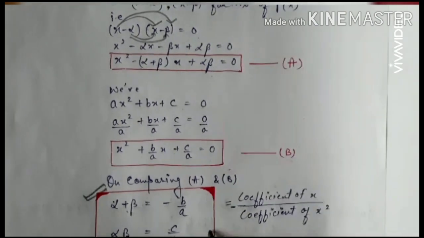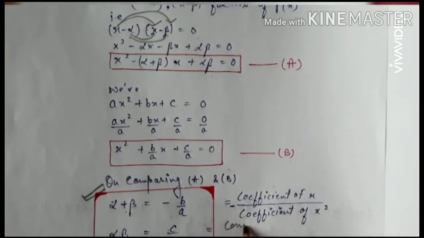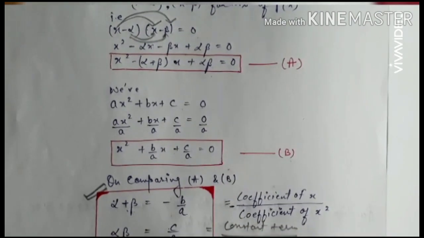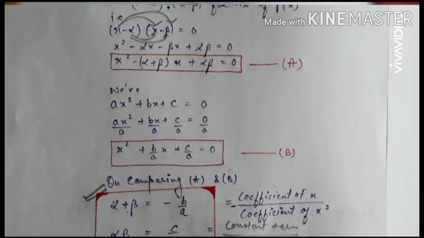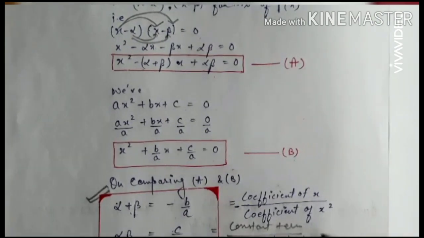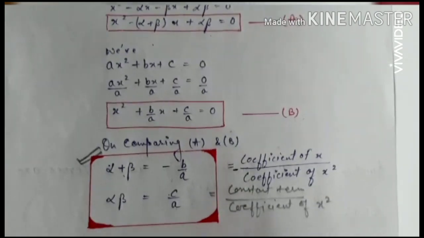C is here the constant term, upon a, which is the coefficient of x square. Okay, so this is the relation between the zeros and the coefficients of a polynomial for the quadratic equation. Now we come to the cubic equation.